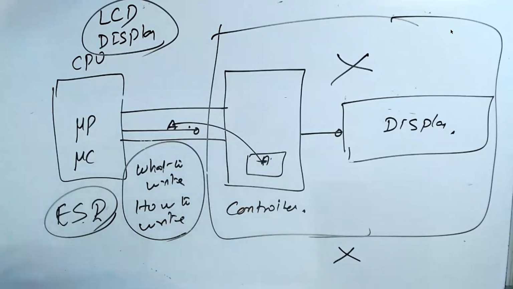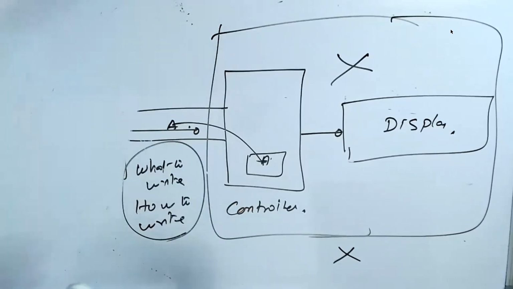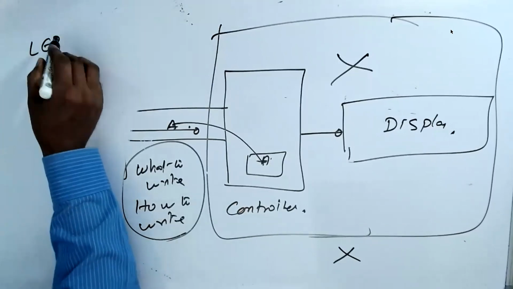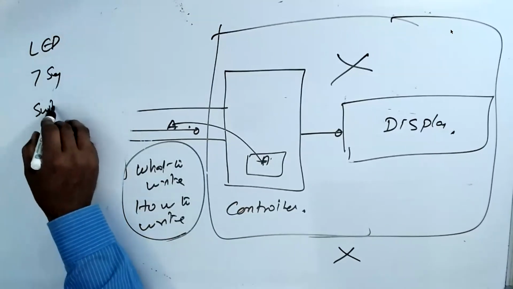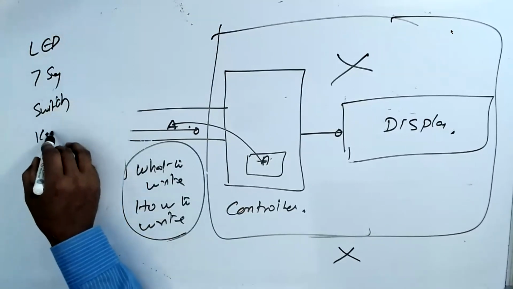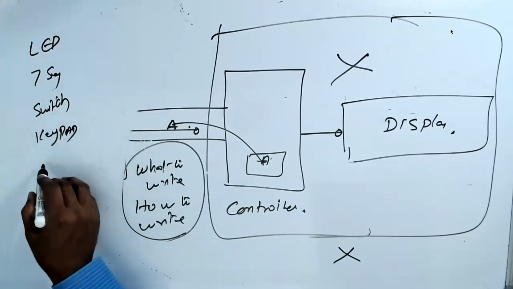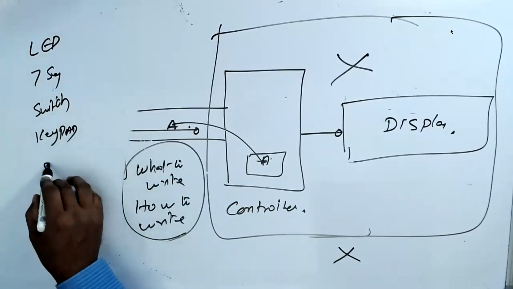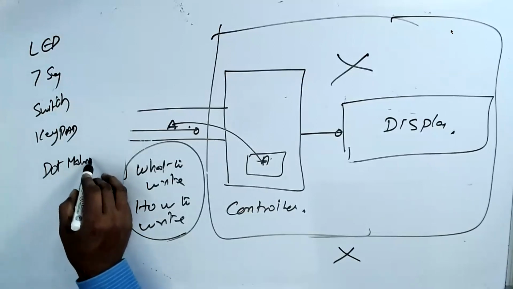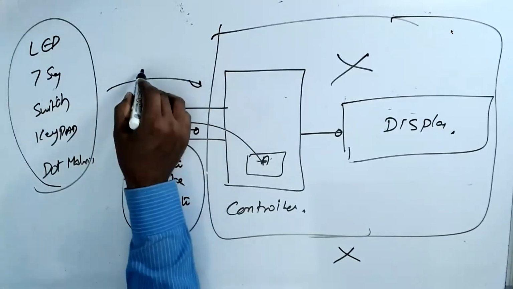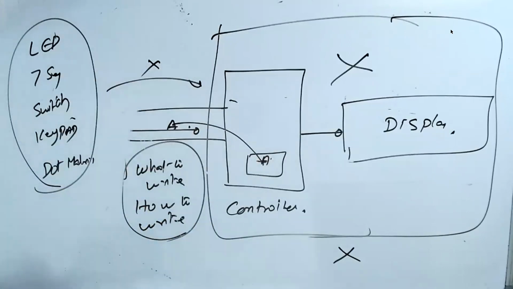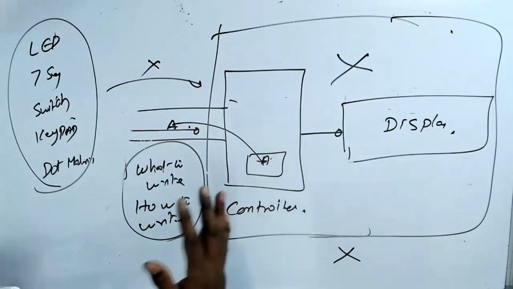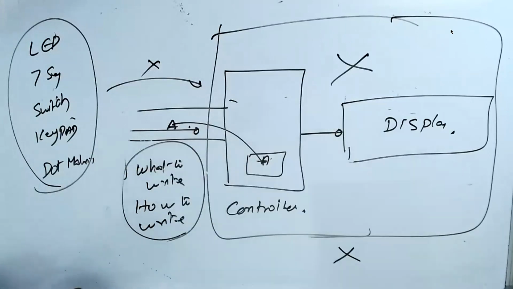See, the problem is without doing the other ones, LED, 7-segment, switch, keypad, and dot matrix, without doing this, don't come here. That is wrong. Finish all of them and come here. Then only you will understand how these controllers work. You'll have some idea. You can ask me, can I do that? Like, no, you can do that.